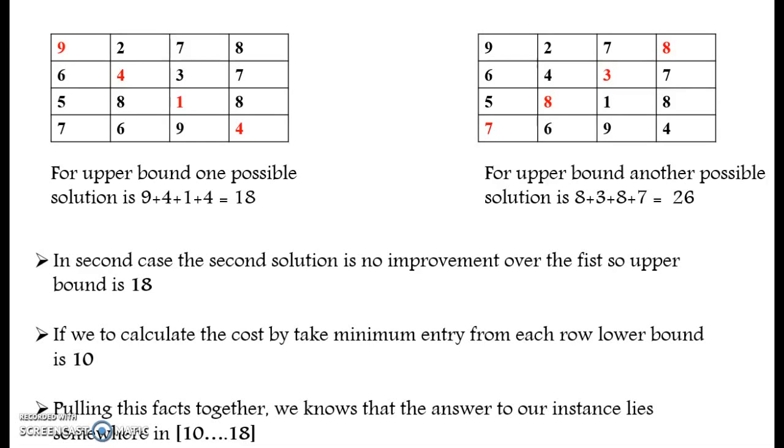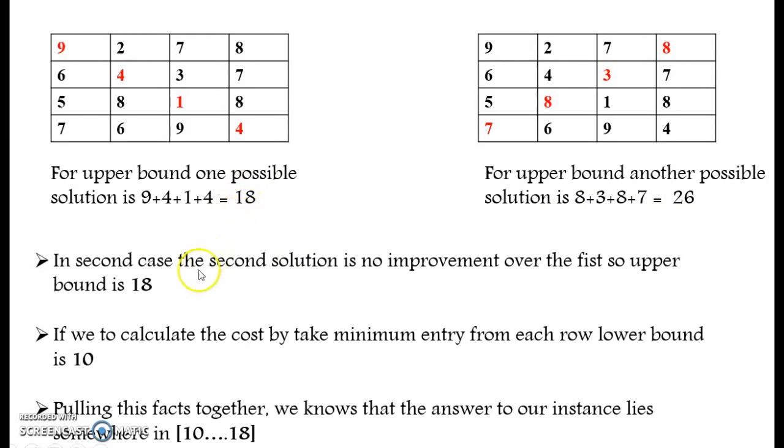Another way is, if we assign job number 4 to person A, cost is 8. Job number 3 to person B, cost is 3. Job number 2 to person C, cost is 8. Job number 1 to person D, cost is 7. For the upper bound, another possible solution is 8 plus 3 plus 8 plus 7 is 26. In the second case, the solution is no improvement over the first. So the upper bound is 18.